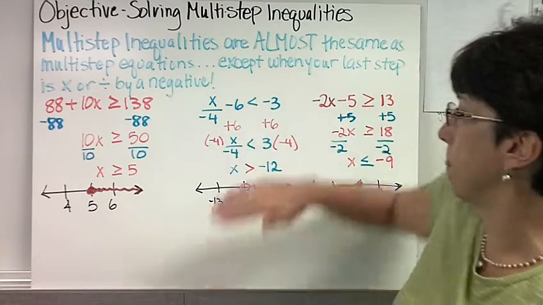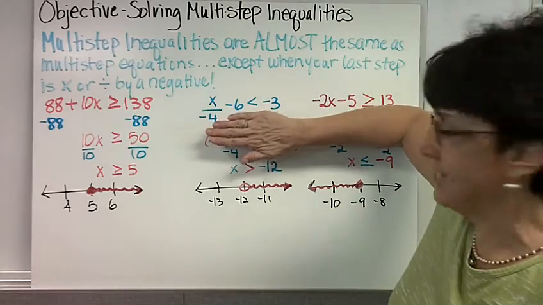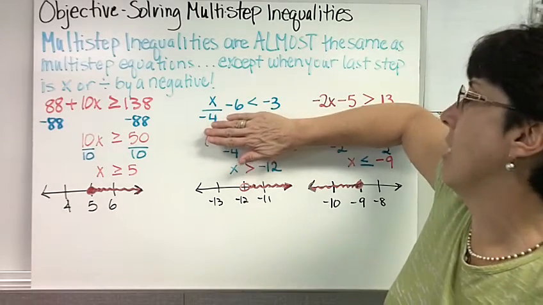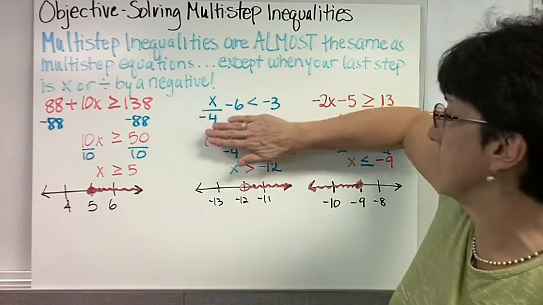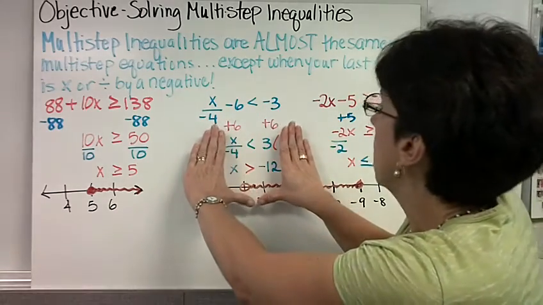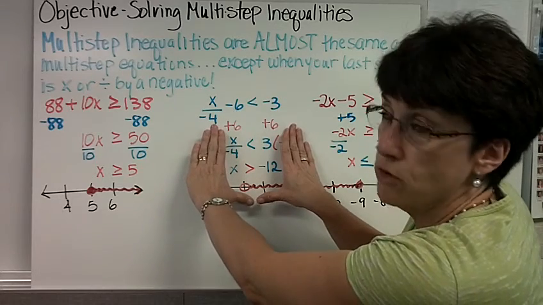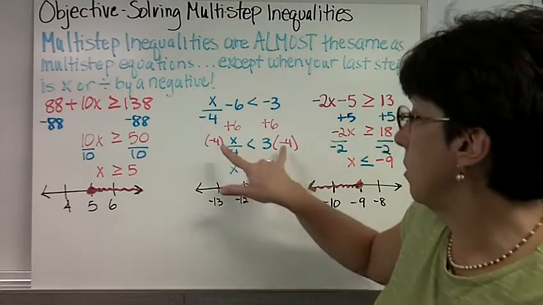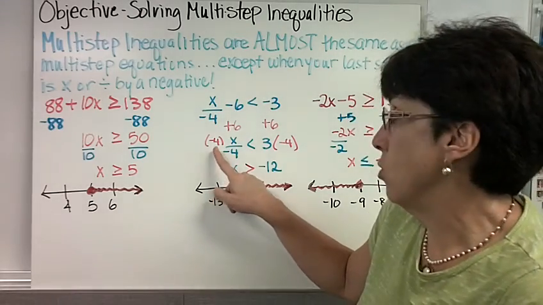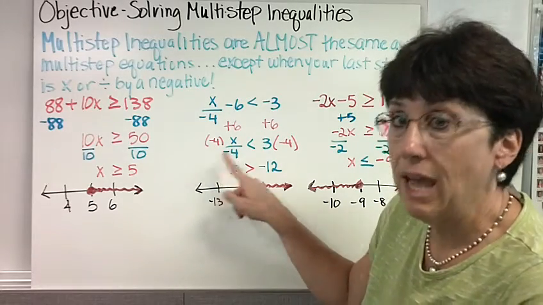Here's another problem. X divided by -4 minus 6 is less than -3. I put a bazillion negatives in this one. All right, inverse operations, add 6 to both sides of your inequality. And that leaves you with, I'm going to cover this up, x divided by -4 is less than 3. What's the inverse of divide by -4? Multiply by -4.